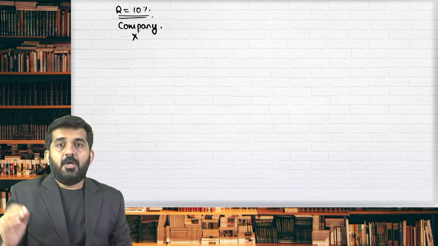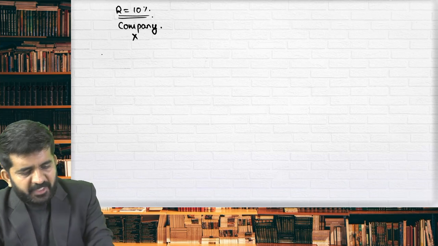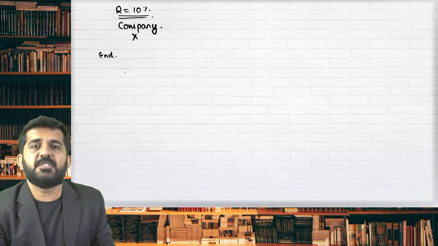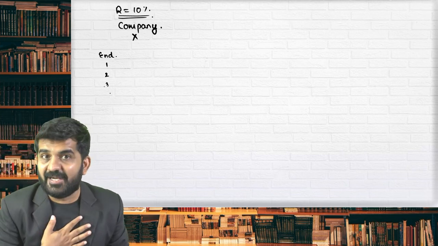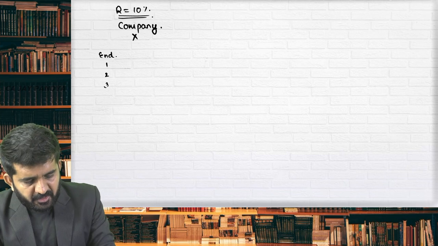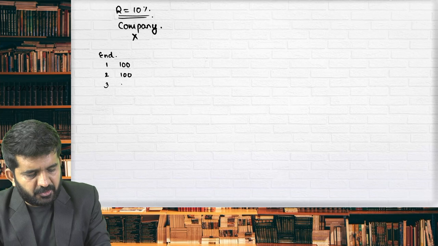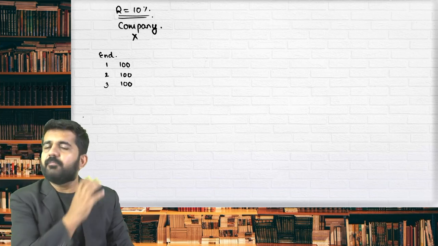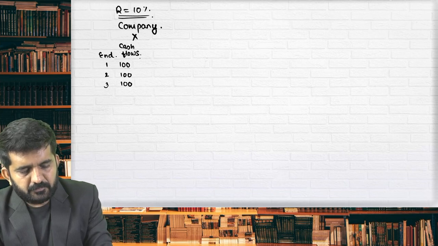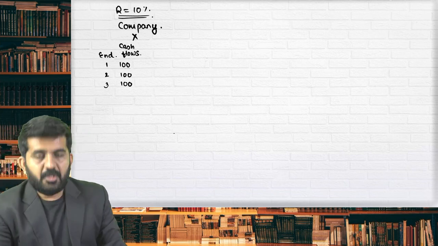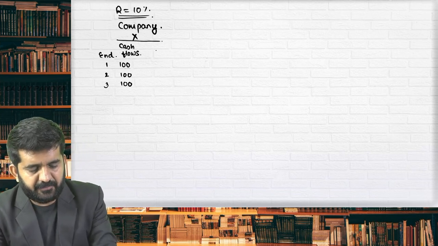My first question is how much cash flow this company is generating. I'm not going into detail and am directly giving you some figures. At the end, this company is going to run only for 3 years. I know that. How much cash flow is it going to generate in the first year? 100 crore. Second year 100 crore. Third year 100 crore. This is my cash flows. Is it correct? How to find out the value of this X company?